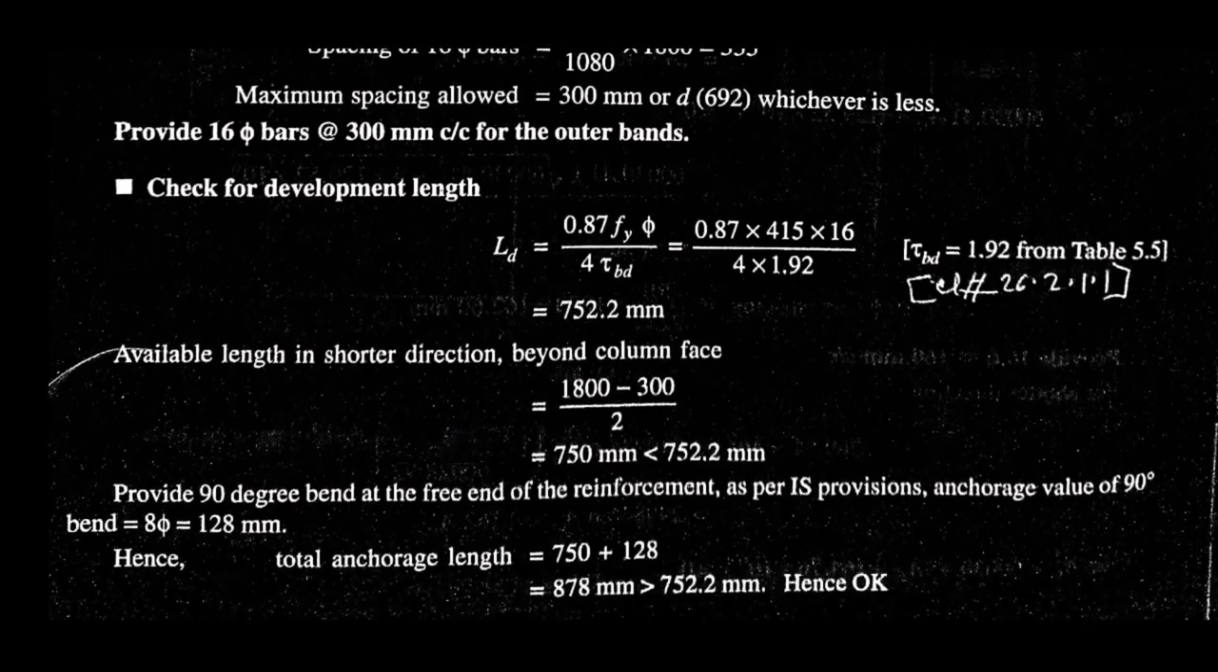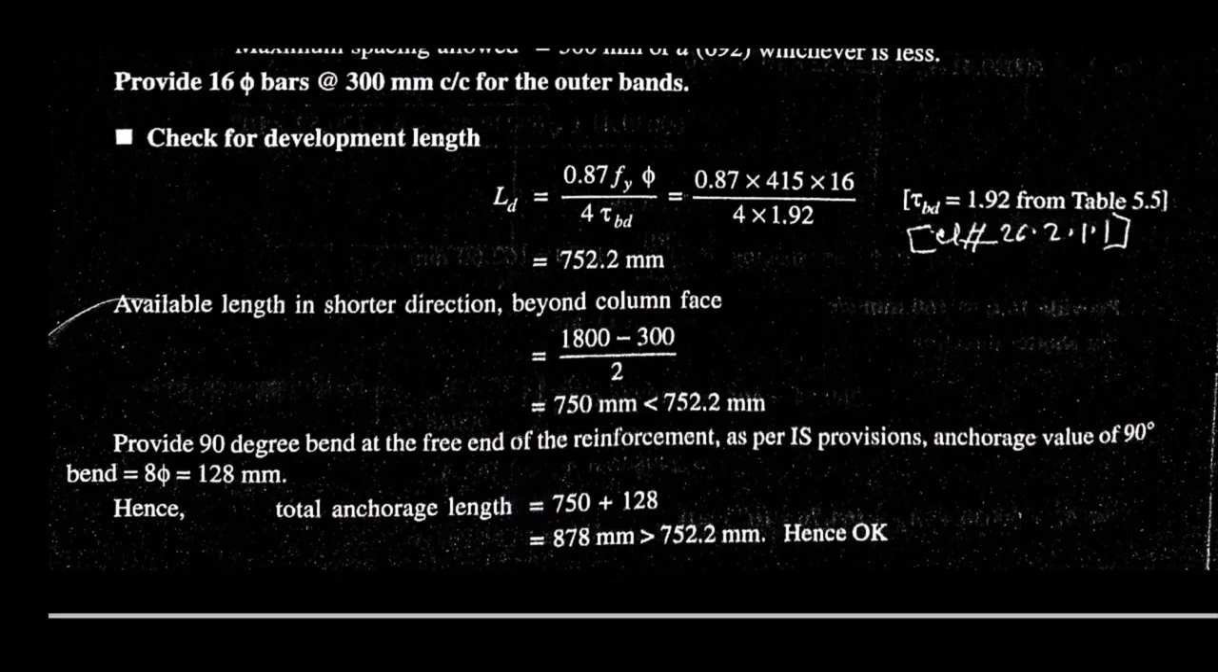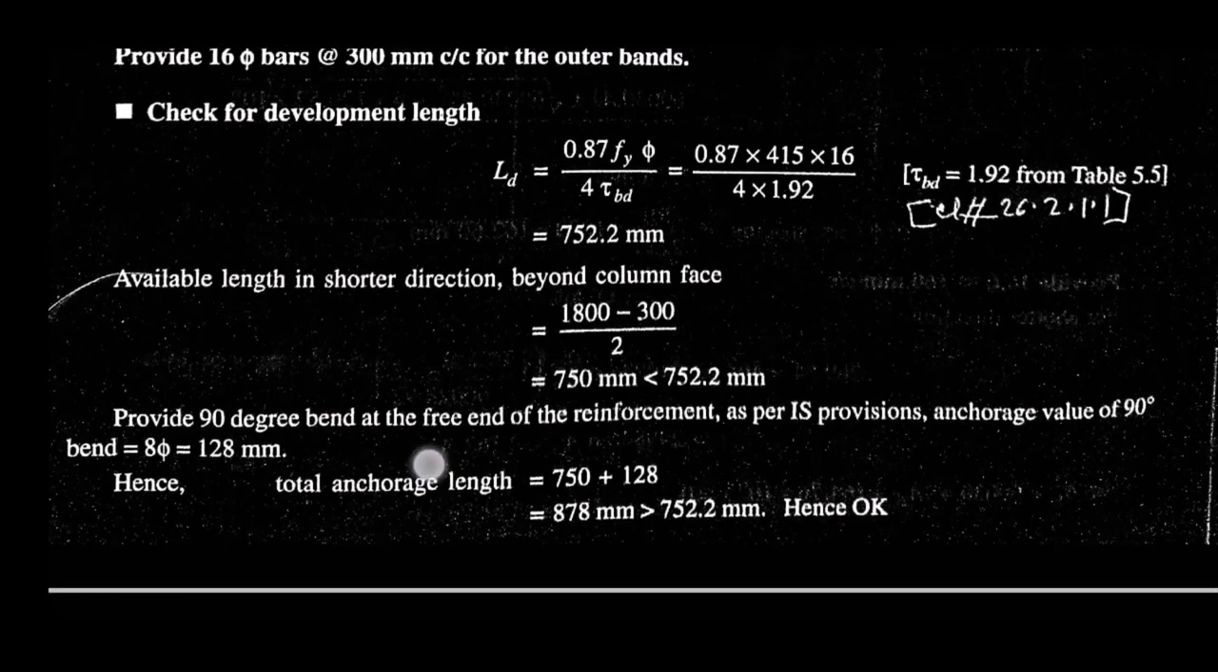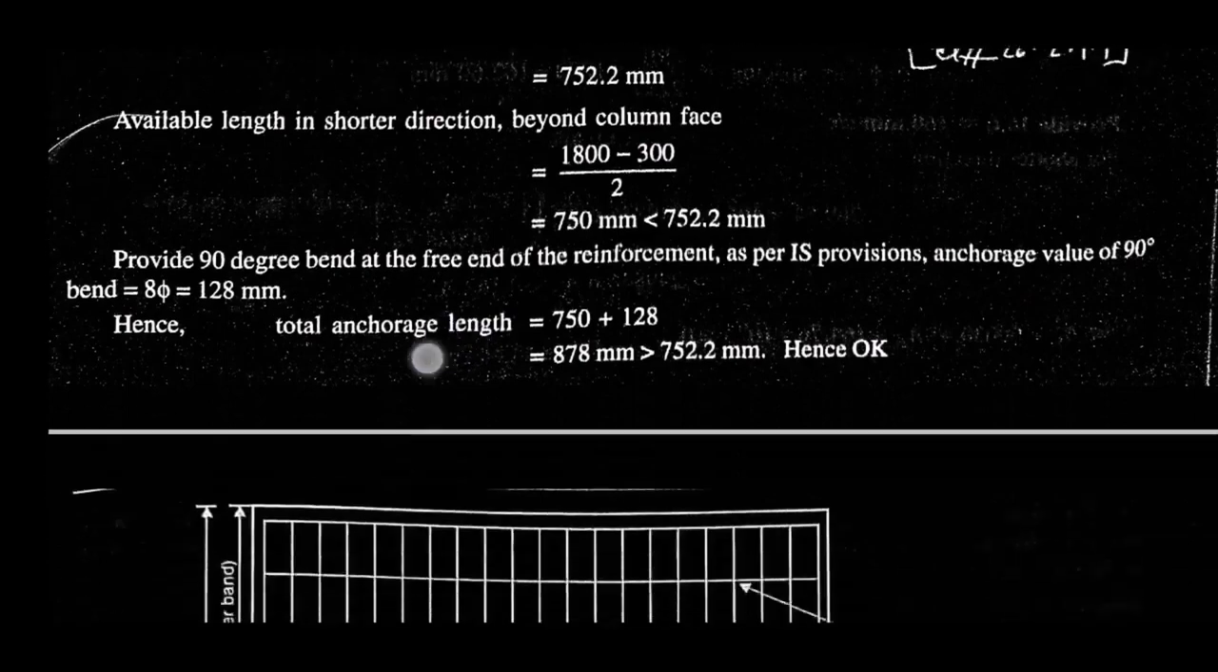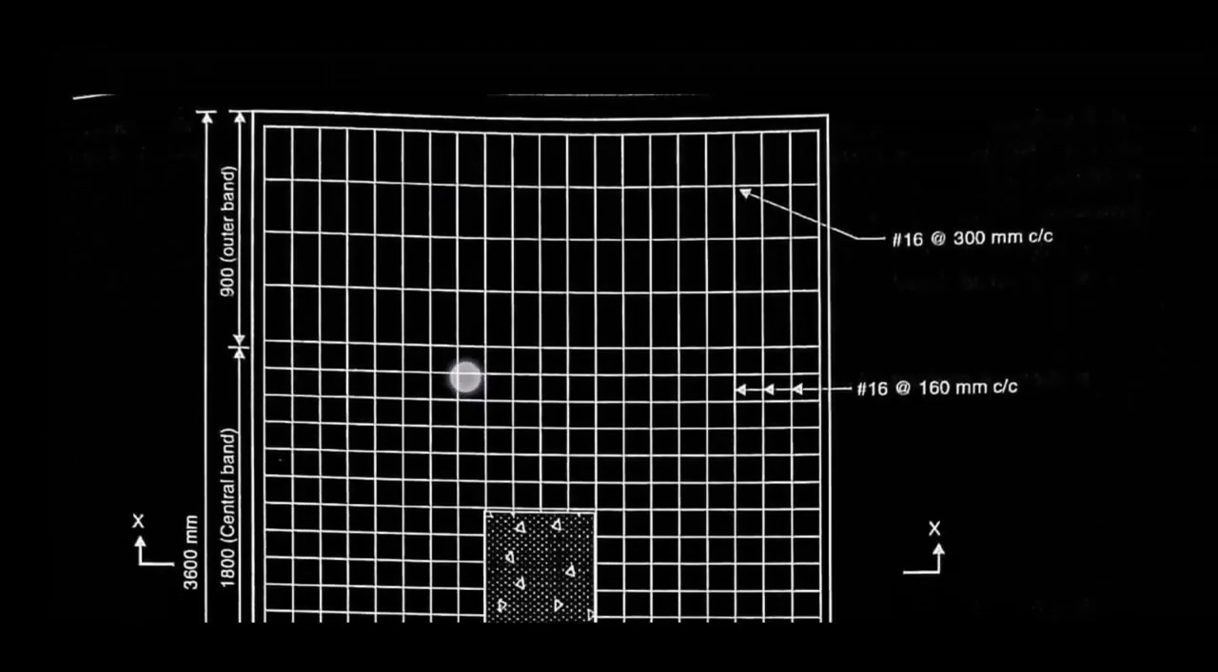Anchorage value of 90-degree bend is 8 dia, that is equal to 128 mm. Okay, so that way we have to provide bend of bar for anchorage. So total anchorage length is equal to 750 plus 128, that is equal to 878 mm, which is greater than 752.2 mm, hence okay. Now see the reinforcement detail.